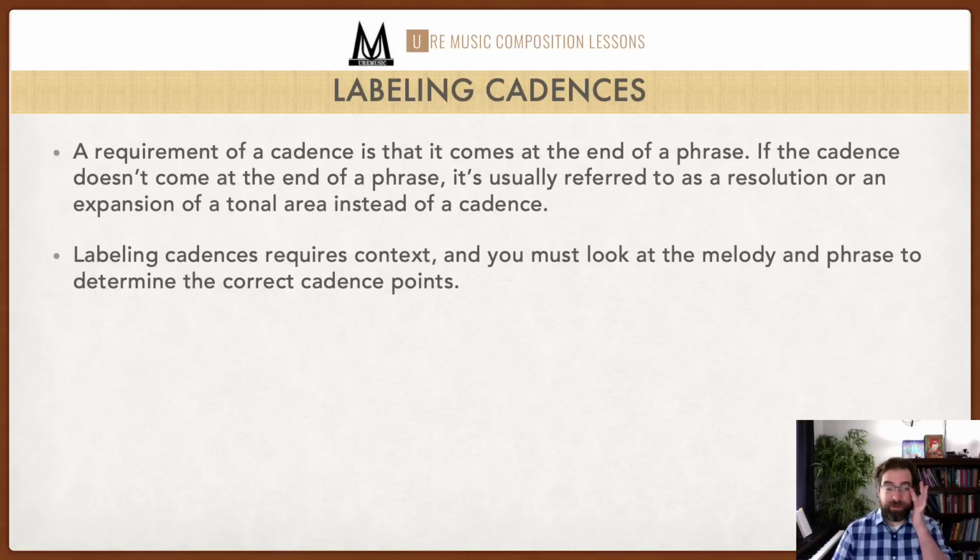So when you label a cadence, it's important that it comes at the end of a phrase. It's not a cadence if it doesn't come at the end of the phrase. So when it's not at the end of a phrase, we typically call it a resolution or an expansion of a tonal area instead of a cadence. So a 5/1 chord that just occurs as part of the tonic area is just sort of a dominant tonic resolution. So that term's going to come up again, and it'll actually make more sense as I show it to you in context.